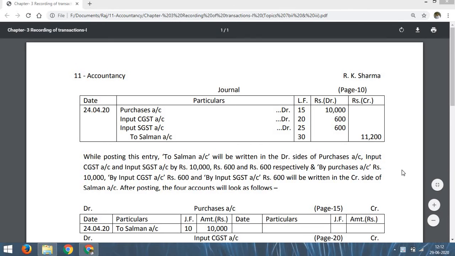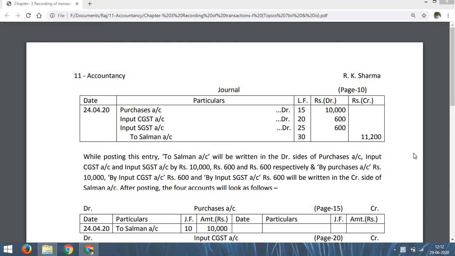Students of class 11, today we will learn how to make posting of compound entry from journal to ledger and how to make posting of opening entry from journal to ledger. For that purpose we have to see first one compound entry.